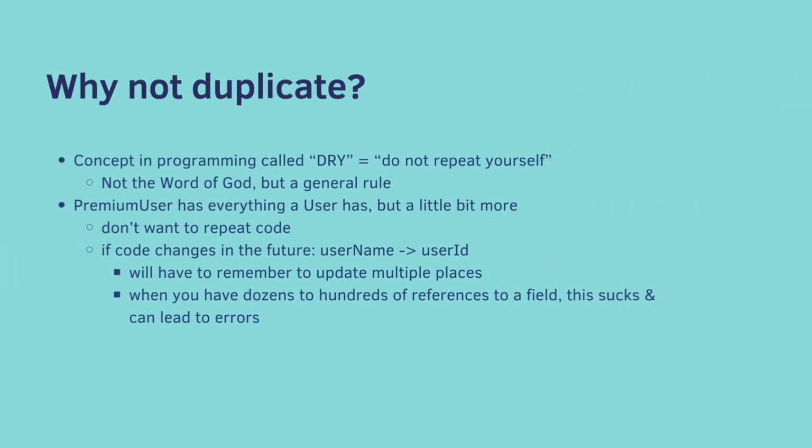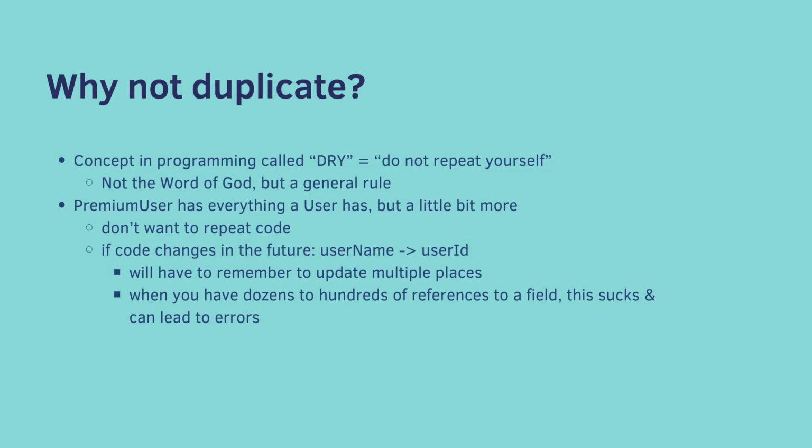So why don't we want to duplicate? Well, there's this concept in programming called DRY, which means do not repeat yourself. Now be cautious. This doesn't mean you should never ever repeat yourself. This is not the word of God. This is just a general rule. If you can design a system where you repeat yourself less, it might be better.